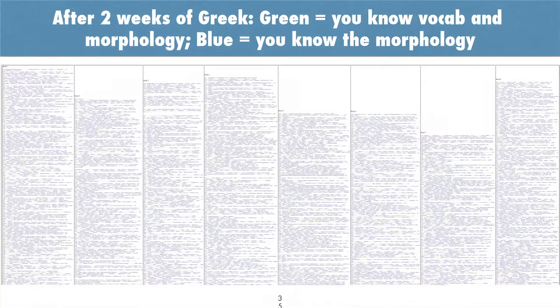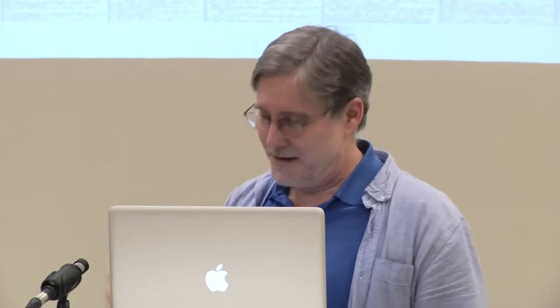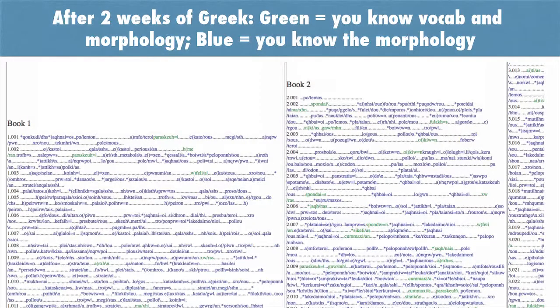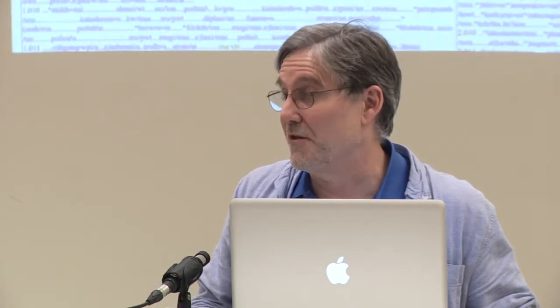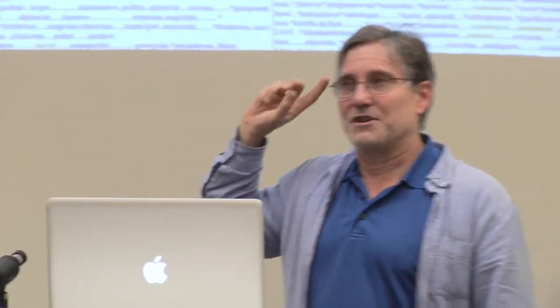Here's a visualization of what happens with a customized textbook. This is the 8 books of Thucydides, seen grossly. Each column is a book. Every green word is a word where a student has learned the vocabulary entry and they've learned the morphology. Every blue word is a form where the students know the morphology. They know it's a dative singular. They don't know what it means yet. And the periods are words about which they know nothing. That's where you stand after 2 weeks, really after your first class when you've learned a-stem nouns in Greek.